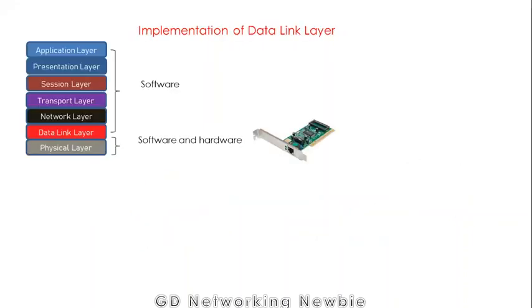And then there is the implementation of the data link layer. All the layers above the data link layer are implemented in software. Only software is required to implement the functionality of all those layers. But the data link layer is implemented in software as well as hardware, and the physical layer is implemented using hardware. Sometimes the NIC card holds both: the physical connectivity, the physical layer and half of the data link layer, and the drivers installed in the NIC card are actually the software.